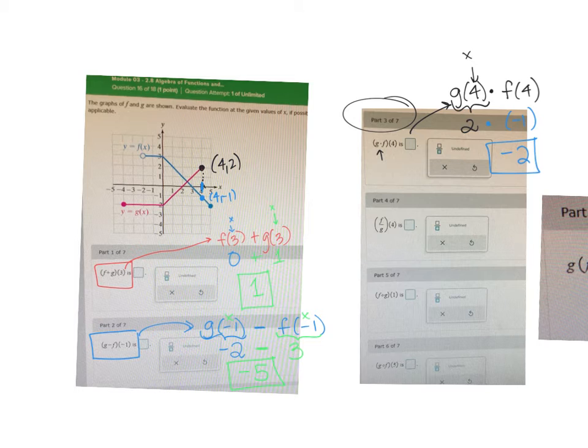For part 4, it has this little division bar going on. That really is going to mean f of 4 divided by g of 4. So f of 4, we already know, is going to be equal to negative 1. And then g of 4 is equal to 2. So it's going to be negative 1/2.